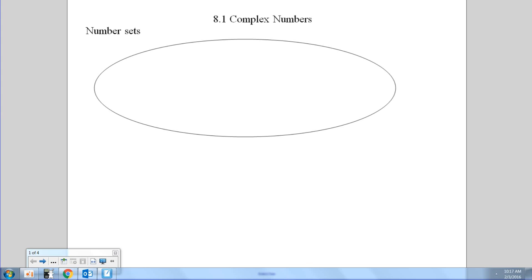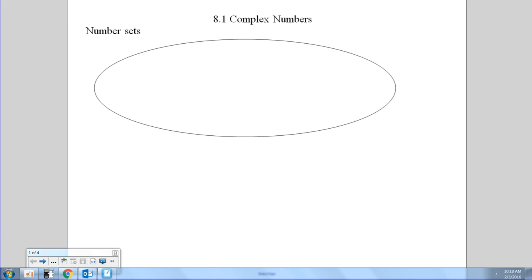Complex numbers, which is chapter 8 in the book. In this chapter, we're going to focus on complex numbers, which include imaginary numbers, as well as going forward, the focus on polar coordinates. And so we're going to spend most of the time in this chapter with polar coordinates. These imaginary numbers or complex numbers are a standalone section.